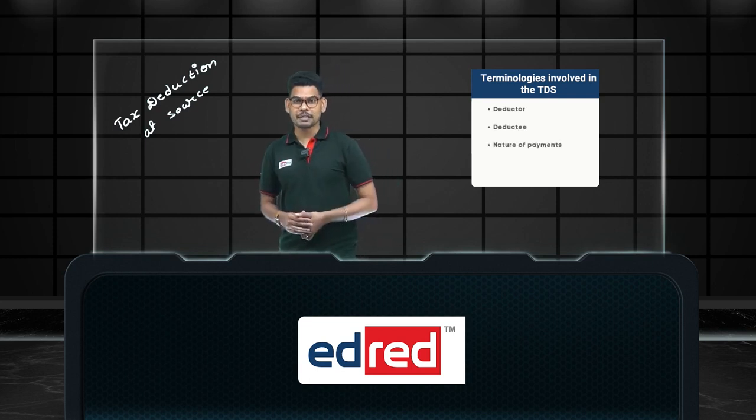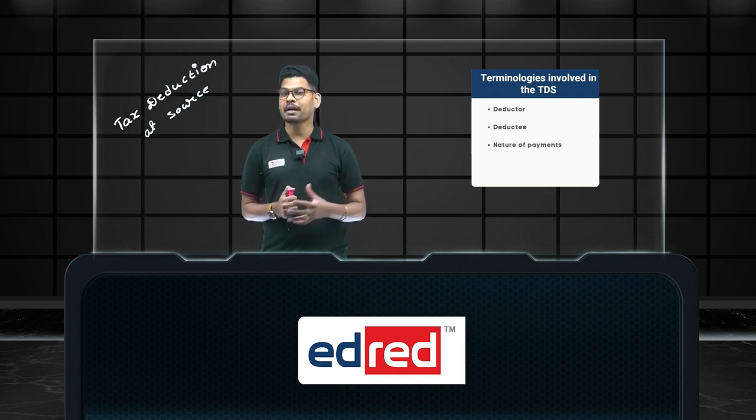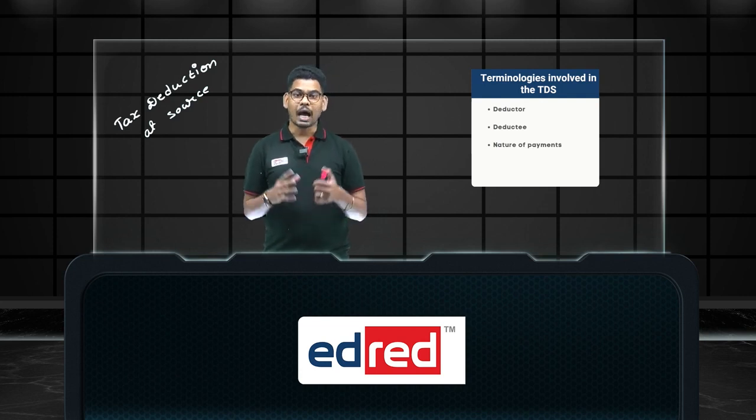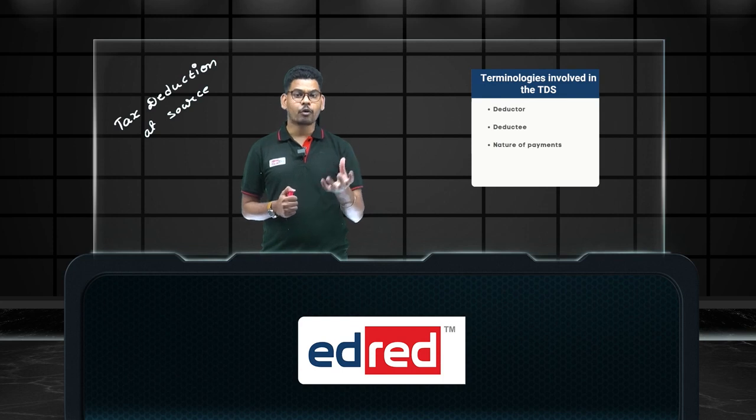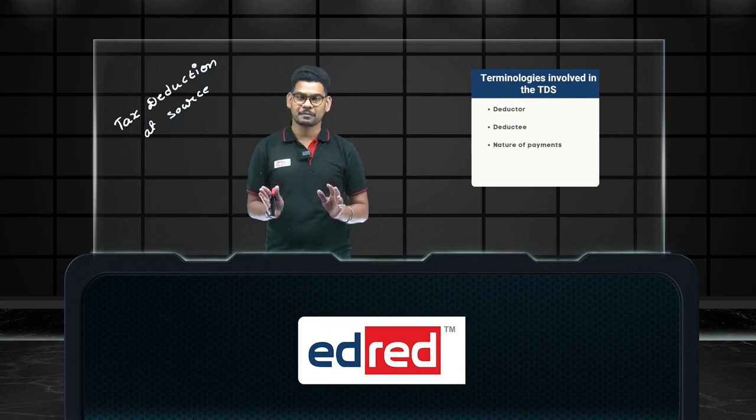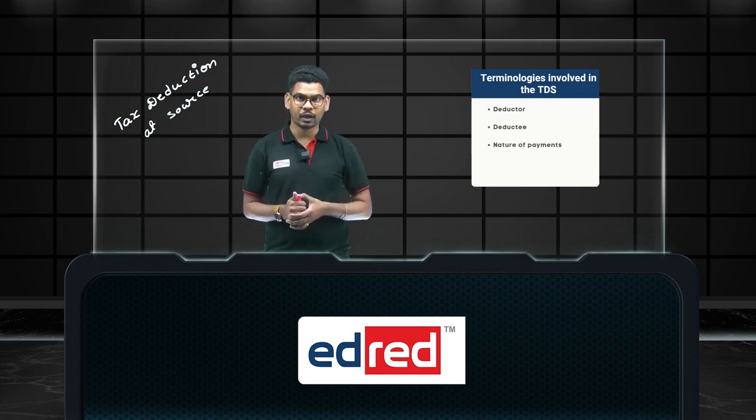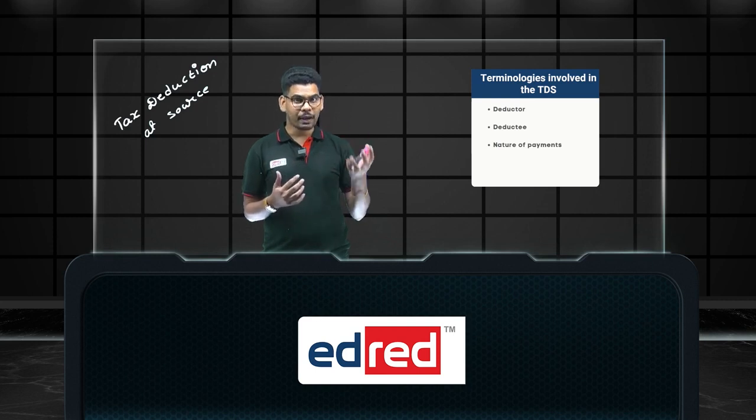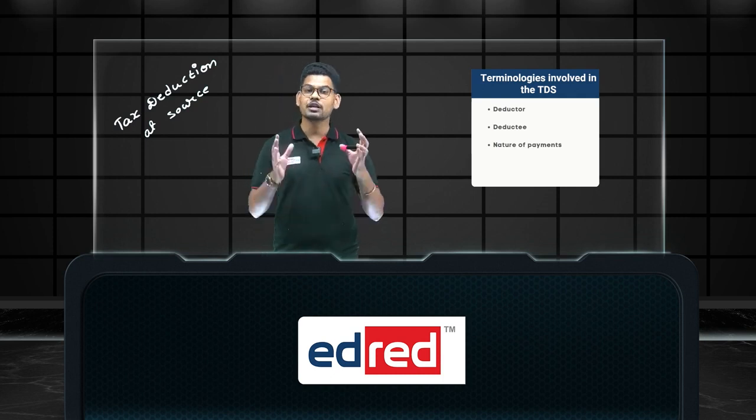The terminologies involved in TDS: we should know who is the deductor, who is the deductee, and what is the nature of payment. Any person making a nature of payment to anyone; assume I'm taking a building for rent, now I'm paying the rent to the building owner. So now I'm the person who has to pay the income to the building owner. I have to pay a certain amount. While paying, I'll deduct a certain amount as tax and pay it to the department directly as TDS tax. Now I'm the person who pays. Before paying, I'll deduct the TDS amount, right? So I am called the deductor. Whoever deducts the TDS while making a certain nature of payment is called the deductor.